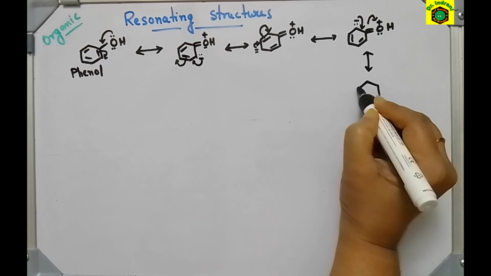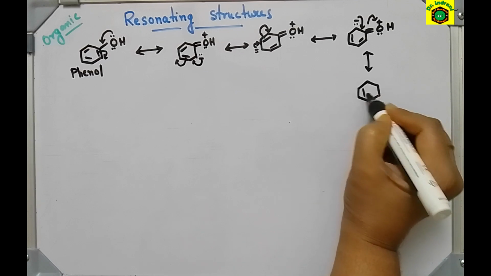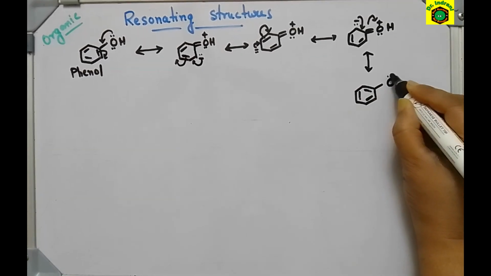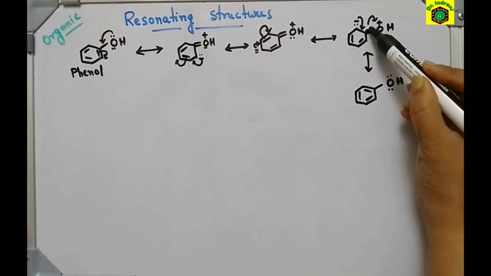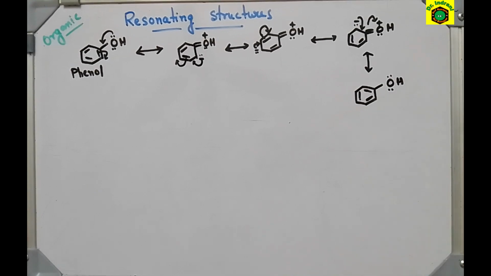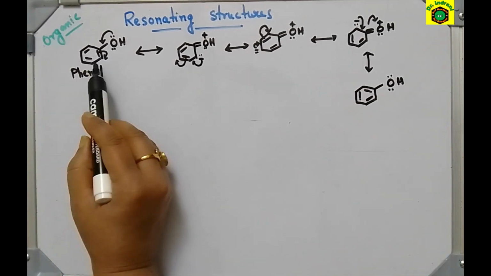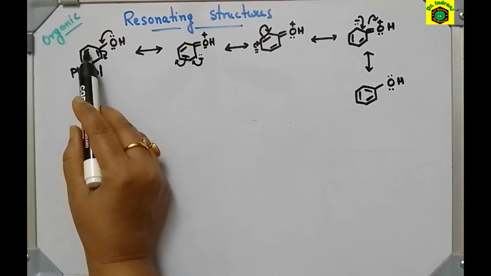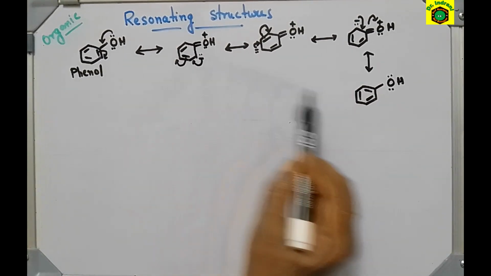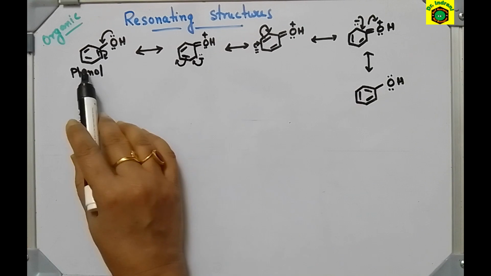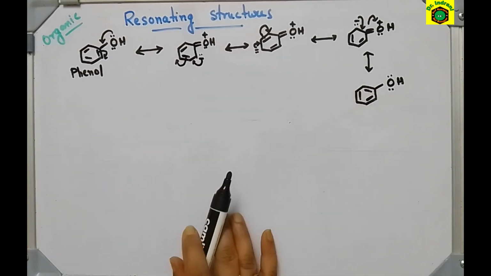Since pi electron density is shifted here, we are getting back the lone pair. Now you see here double bonds are at this position and here double bonds are at this position. So these are all resonating structures, 5 resonating structures.